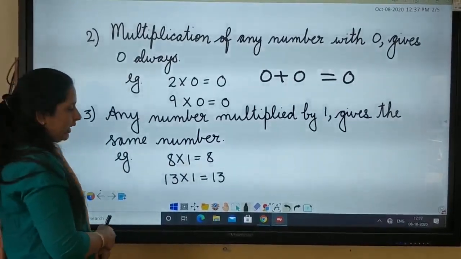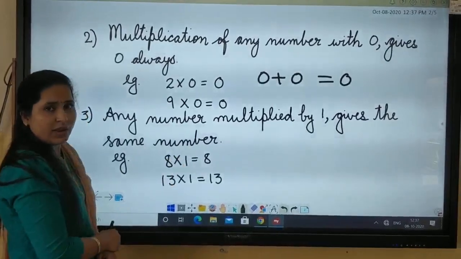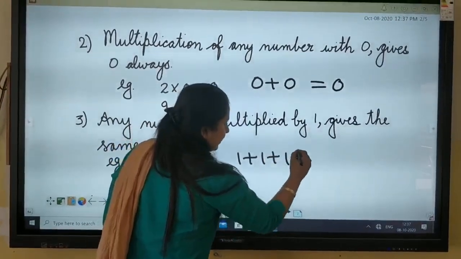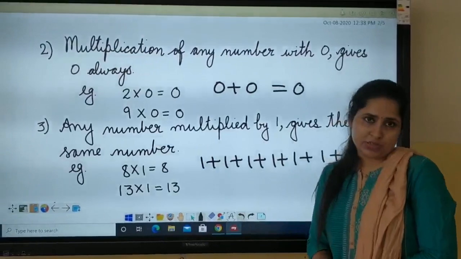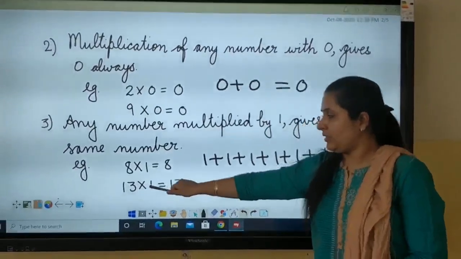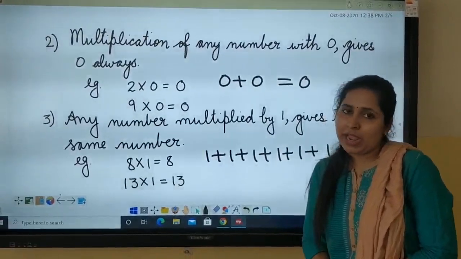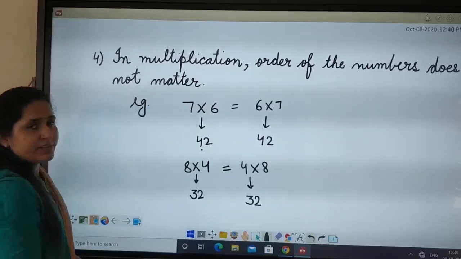How? Again look at this. 8 times 1 means you add the number 1, 8 times. So what is the answer? 8. Similarly, 13 multiplied by 1, the answer will be 13. Or you can check it by adding 1, 13 times. So what is the next property?